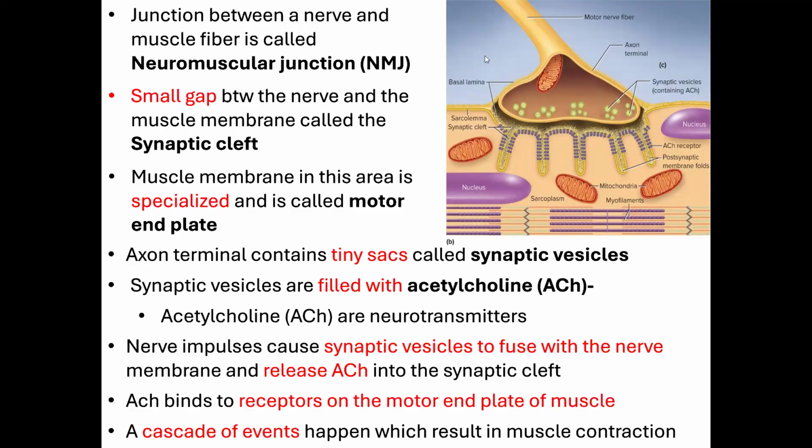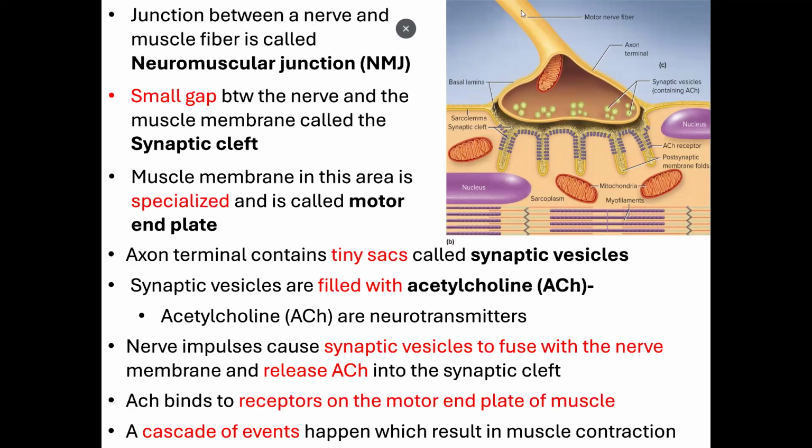So let's have a look at this particular structure here, the neuromuscular junction. In the terminal axons, you can see that there are tiny little bubbles. These little sacs contain a chemical called acetylcholine. Very important, the short form is ACH, acetylcholine. And they are called neurotransmitters.